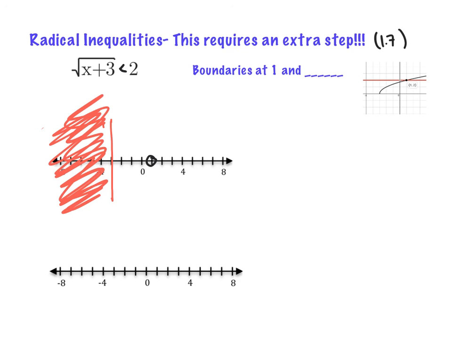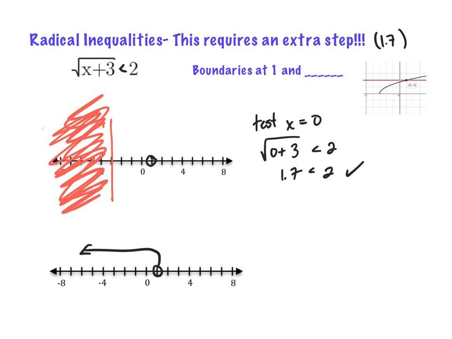Now, if I test 0 in the new inequality, I've got the square root of 0 plus 3 is less than 2. So that's the square root of 3, which is approximately 1.7. And that's true, that is less than 2. Without the wall we had created, we would think that any number less than 1 would work. So if we pick -8, we would get -8 plus 3, which is -5. The square root of -5 is less than 2. But you can't take the square root of this.